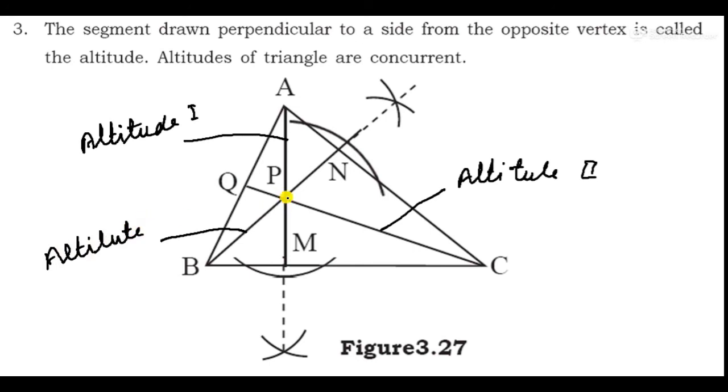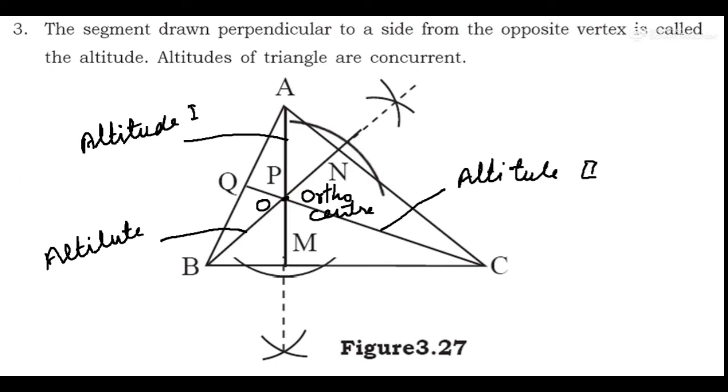They are intersecting at a point O, and that is called the orthocenter. So you can write here, orthocenter. So altitudes of a triangle are concurrent. Concurrent means they meet at one point, and that point is called the orthocenter. Always remember it is your orthocenter.